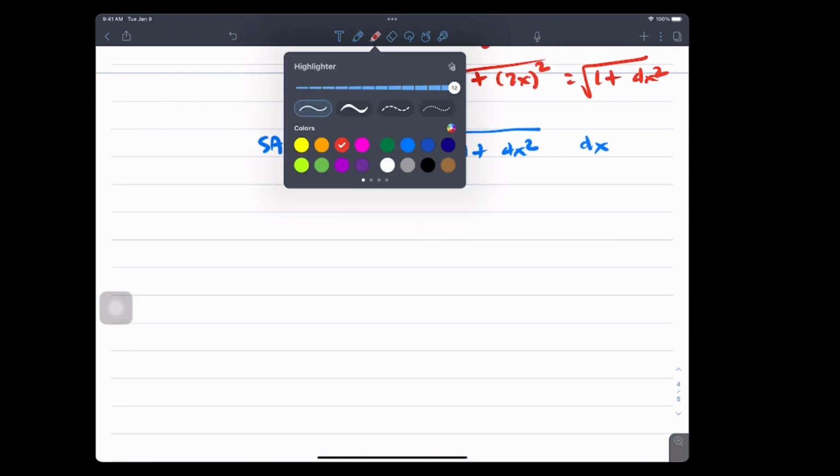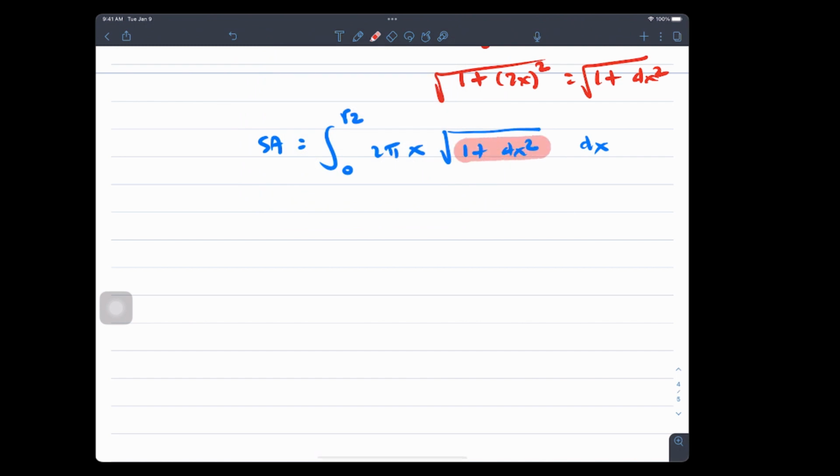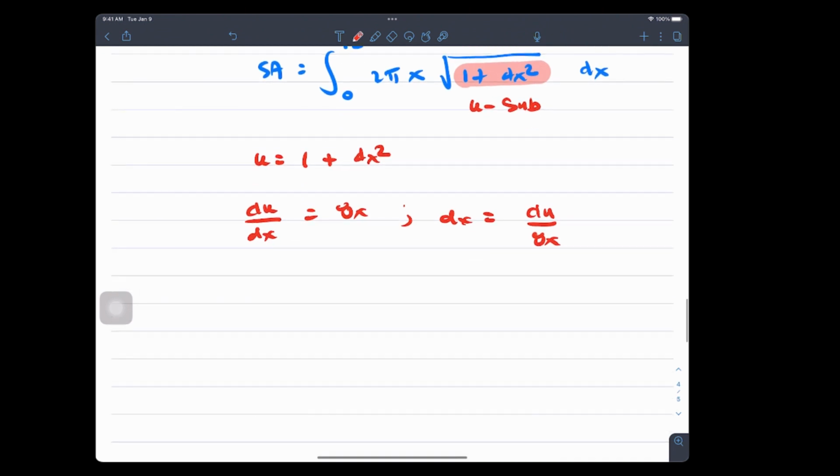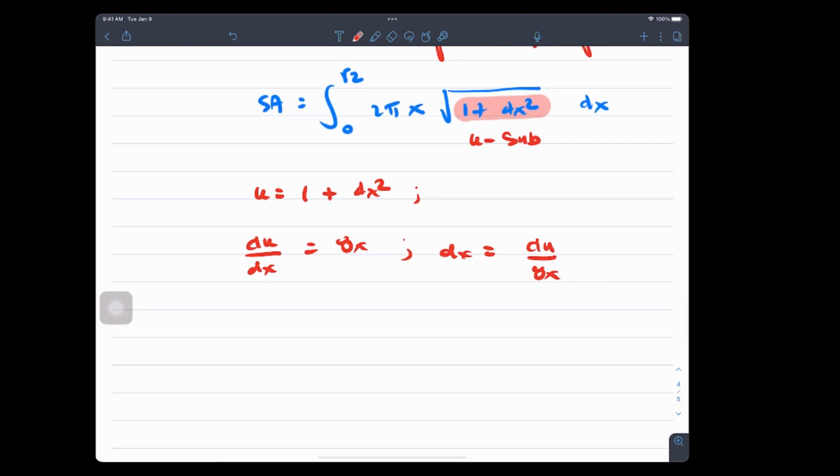And again, what do you guys use to integrate? This is now, what kind of question is this? This is now u sub, where u is 1 plus 4x squared. Okay, so by u sub, du dx is 8x, or dx is du over what? 8x, right? So by u sub, and don't forget to change your limits.